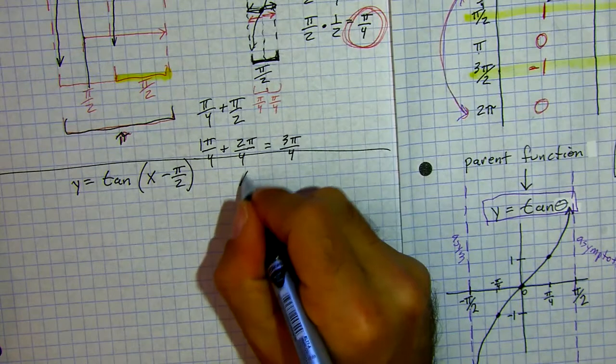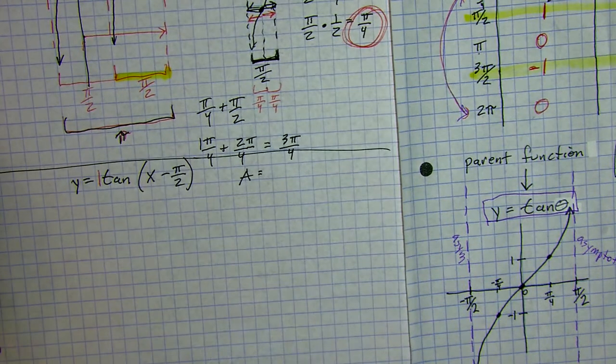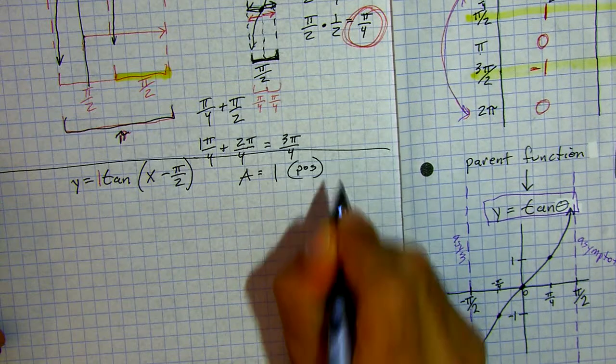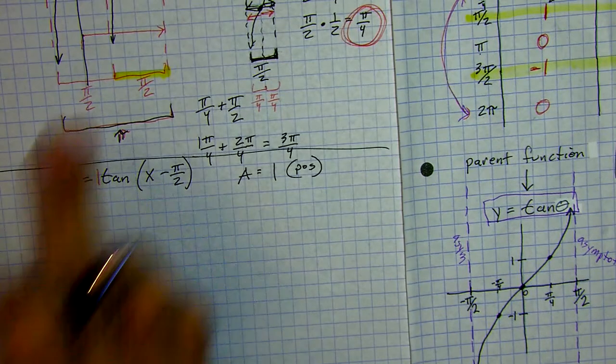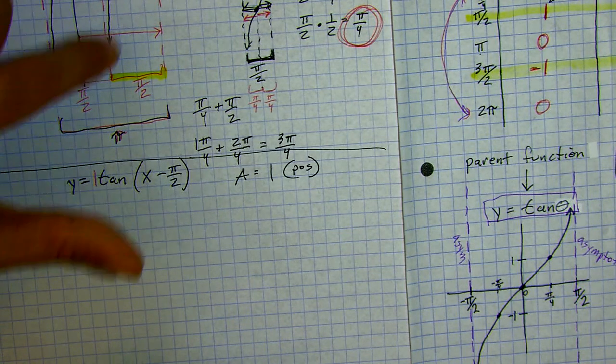All right, let's go ahead and find A. What's A? What's A? A's 1. A's 1. 1, it's positive. That's going to help me remember if it's flipped or not, if it goes up to the right or if it goes down to the right. If it was negative, it would be flipped. It wouldn't come up, it would come down. Okay.